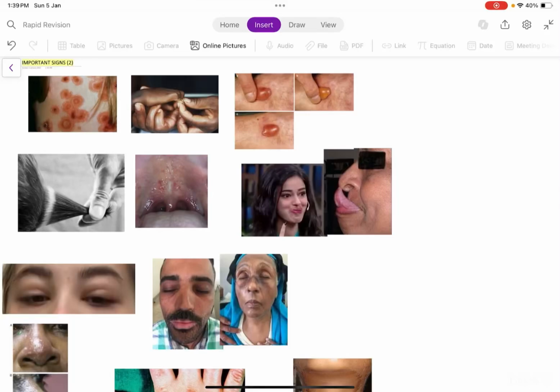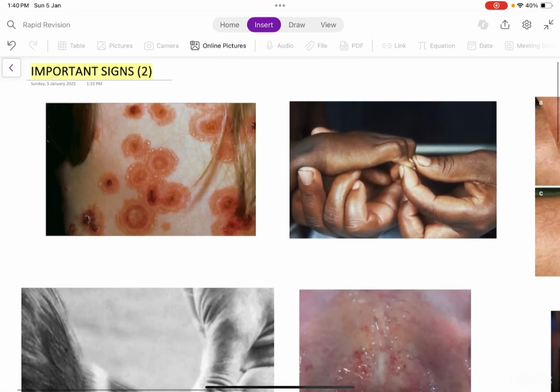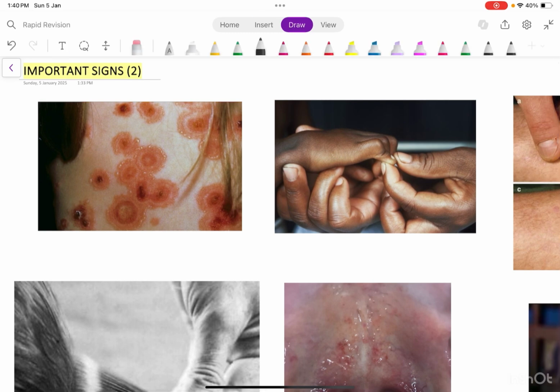So this is the second part of the important signs that I was covering. In this we have a few important signs to cover and then we'll be done with this topic. So starting from the first one, this is called the cluster of jewels sign.